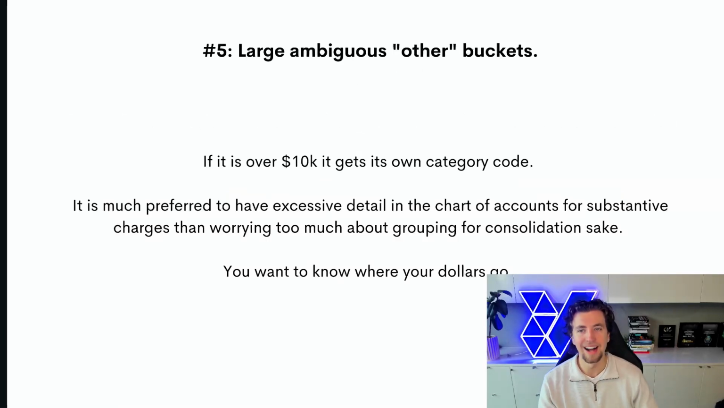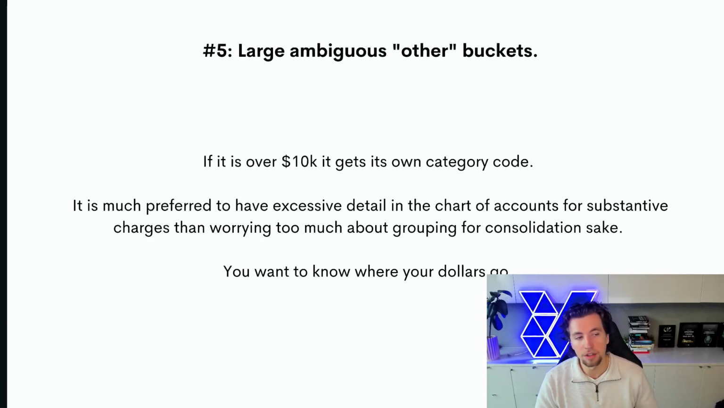Number 5, large ambiguous other buckets. Make sure that they are minimized or don't exist at all. A good rule of thumb here is that if you have over $10,000 of transactions to a particular line item, it gets its own category code. A lot of accountants will either take this too far or go in the other direction, which is that they will provide a category code for every single dollar spent on an individual item, which is generally over the top.